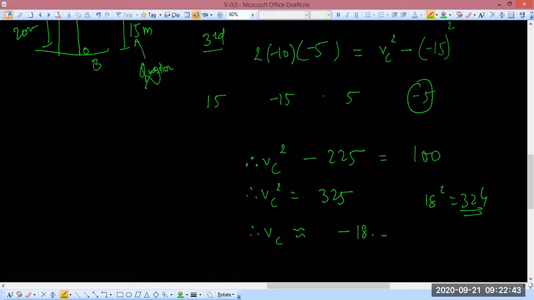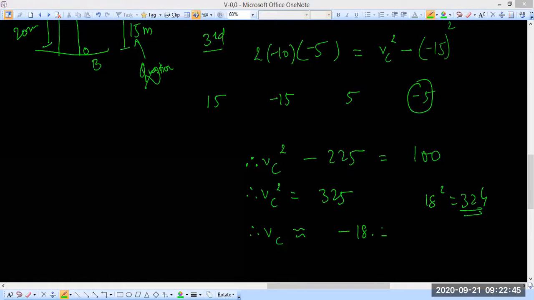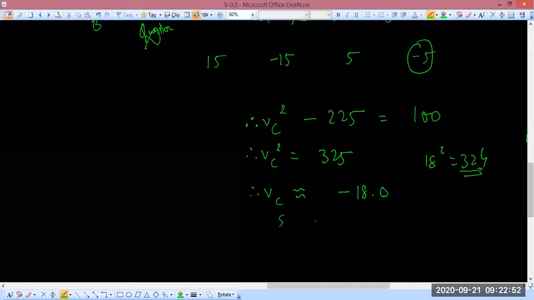So velocity is minus 18.0 something, and speed is nearly 18, or 18.0 something, meter per second. Clear? So that's our answer.